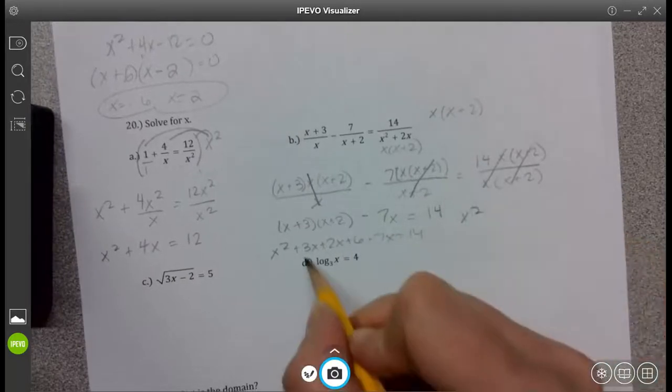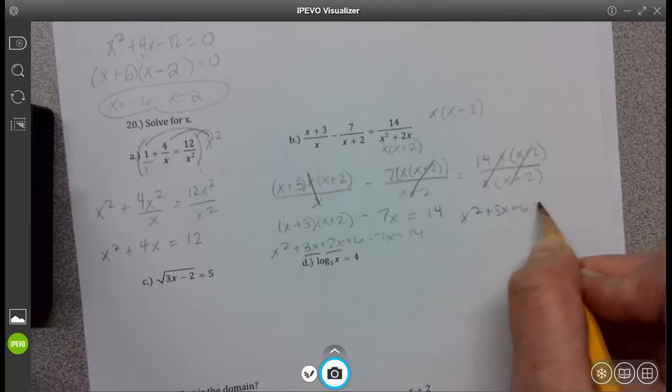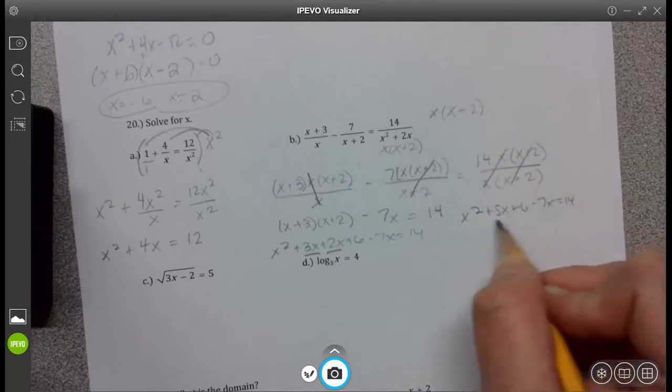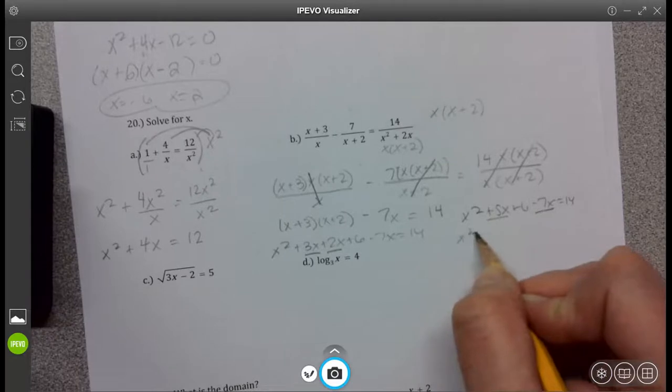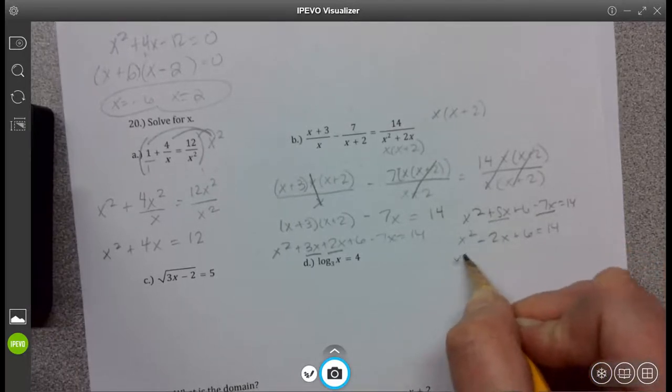So you can solve. 3x, 2x is 5x. Oops, I forgot about that 7. 5, 7 is 2. Oh, we got 14, we need to bring to the other side.